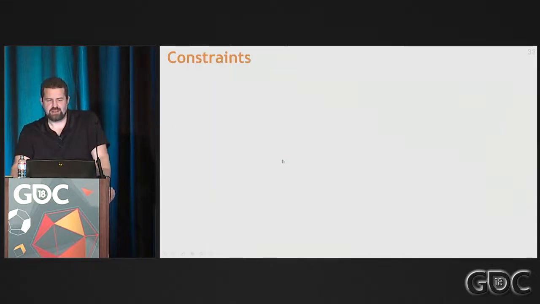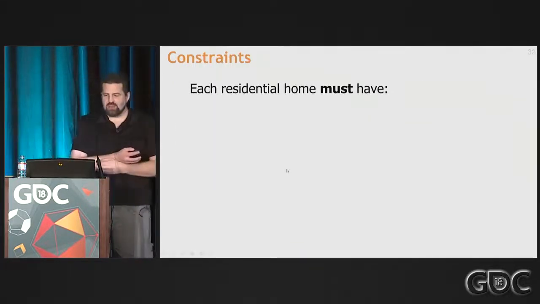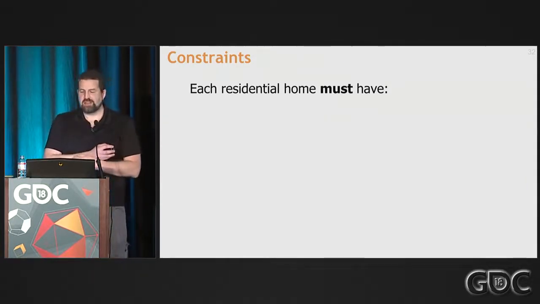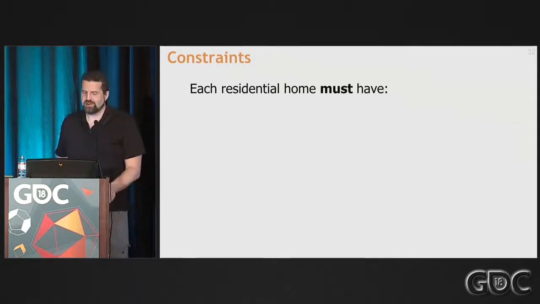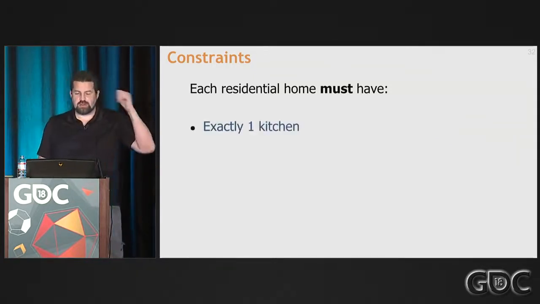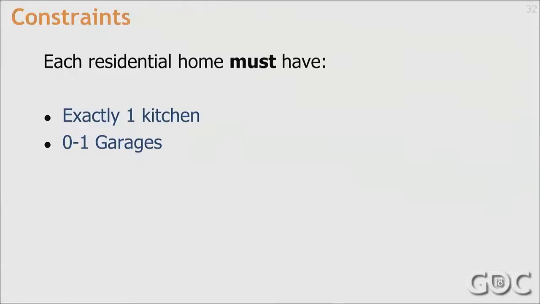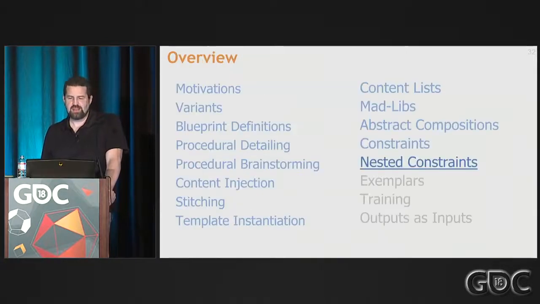Constraints. So this is the idea that you say what you want the content to have. And this marries really well with procedural recipes, which we talked about before. So every residential home must have exactly one kitchen in order to be valid. It must have 0 to 1 garages. It must have between 1 and 2 living rooms, 1 and 3 baths, and 2 and 5 bedrooms, right?